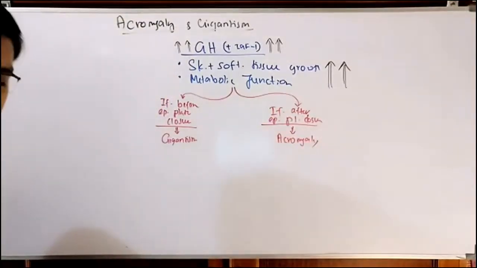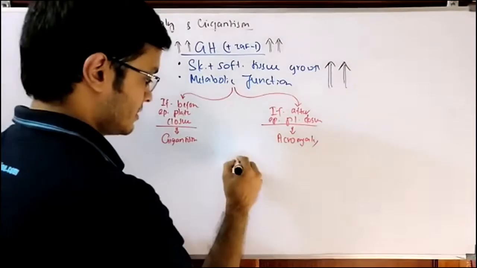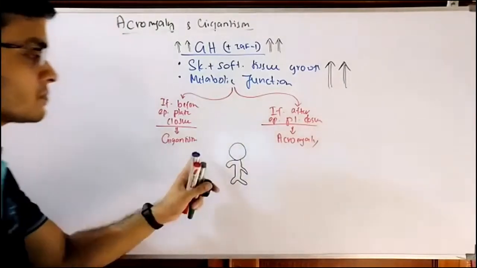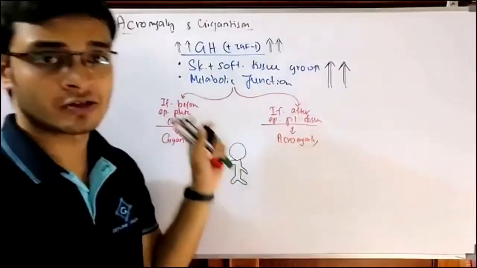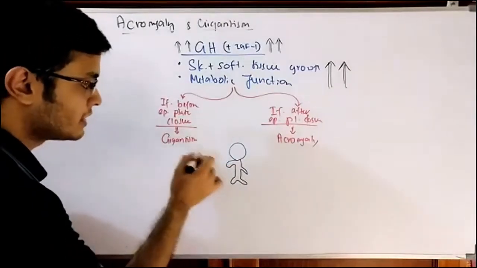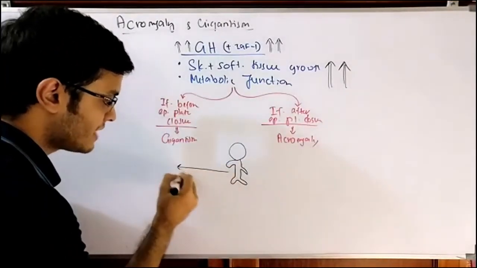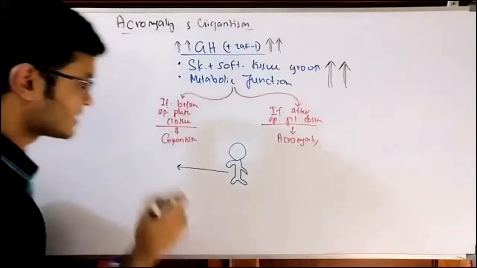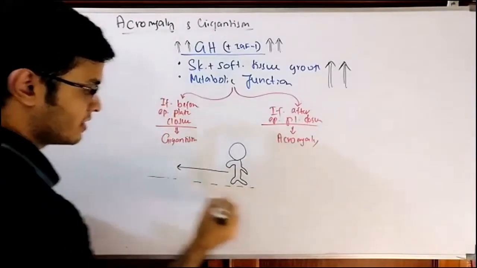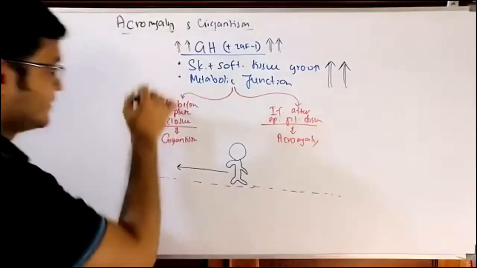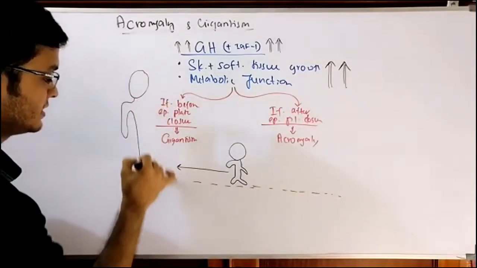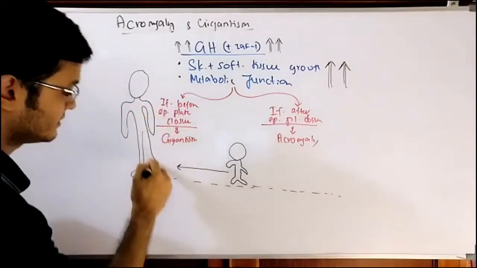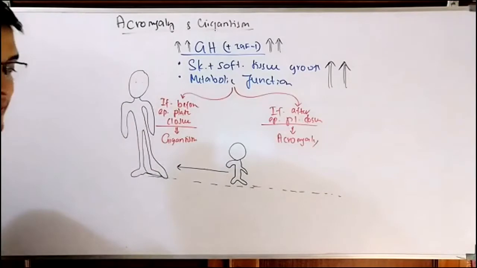Why this difference, guys? Imagine this is a normal person. If this soft tissue growth, skeletal muscle tissue growth and these metabolic functions occur before the epiphyseal plate closure, what will happen? Bone elongation will be very large. So they become giants. If this is the same ground level, these people are like this. Giants. Okay, I don't know what I drew there.